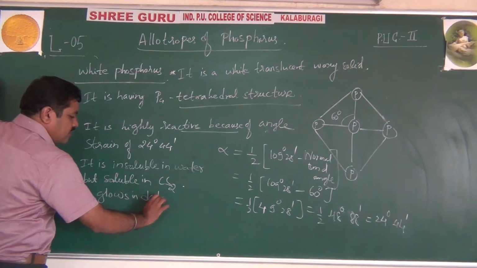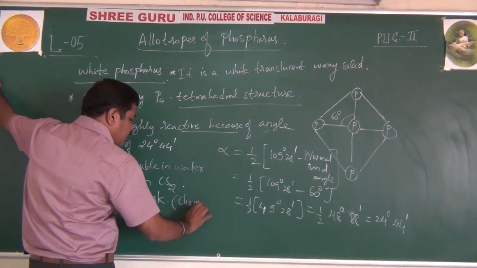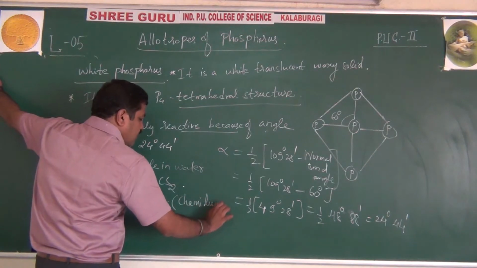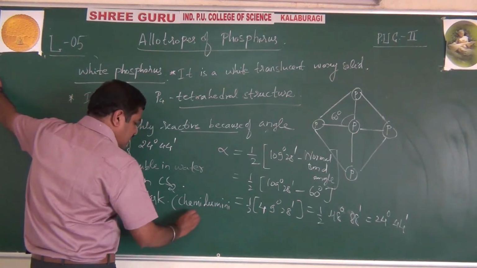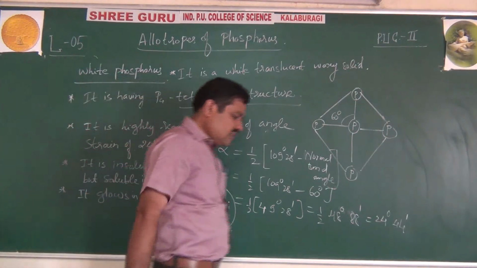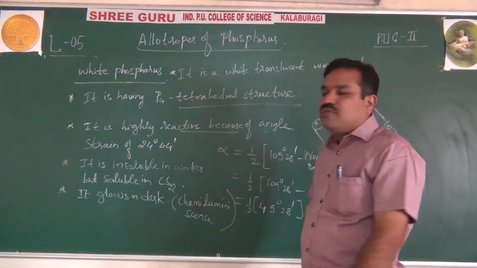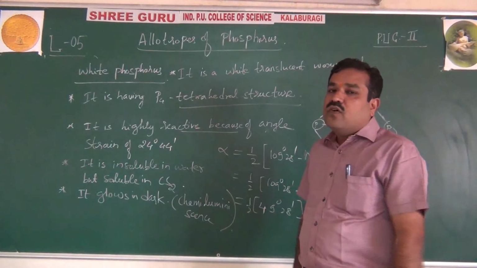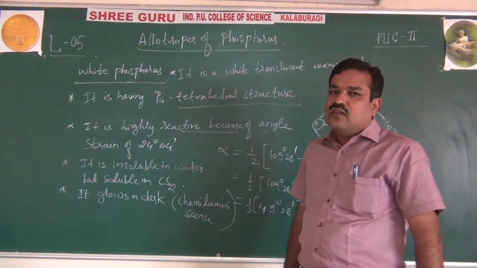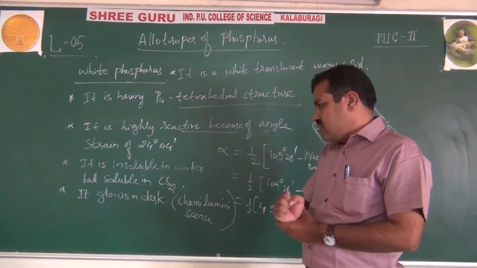It means that when you heat it, it glows in the dark. That is called chemiluminescence. It shows the chemiluminescence property, which means it shines in the dark when it is heated. Why? Because it forms its respective oxide, phosphorus pentoxide, P4O10, or you can also write P2O5, whenever it reacts with molecular oxygen.